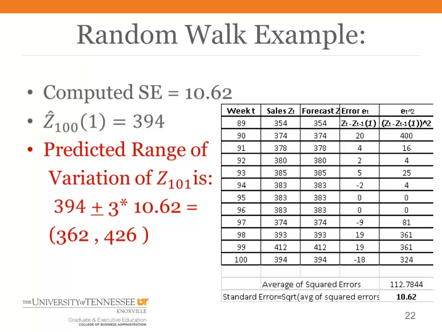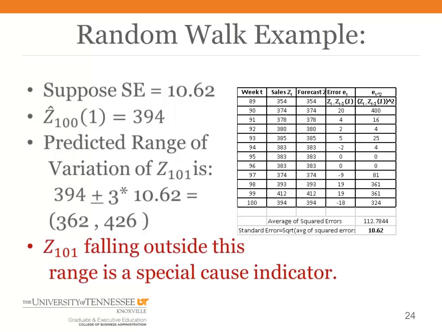To get a predicted range of values that we will see in time period 101, we take the forecast, which is 394, and we subtract 3 standard errors, and that's our lower bound, and then we add 3 standard errors, and that is our upper bound. And if the actual value that occurs in period 101 falls outside that limit, our convention will be to consider this an indicator of a special cause, and if we were to check, we would probably find out that something unusual was going on during that period.